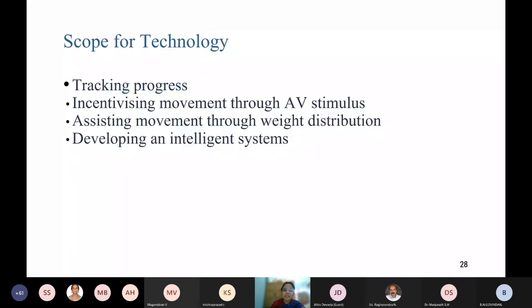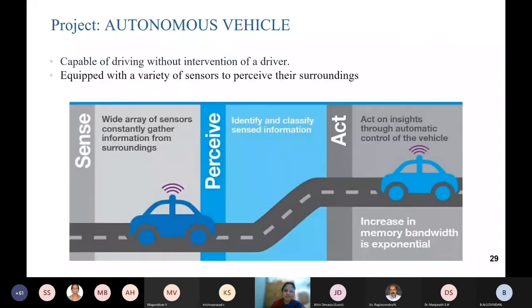Intelligence part would be where it will be able to track how the progression is going, how much it is doing. It will be able to assist it depending on that. So that's where the technology is coming in.